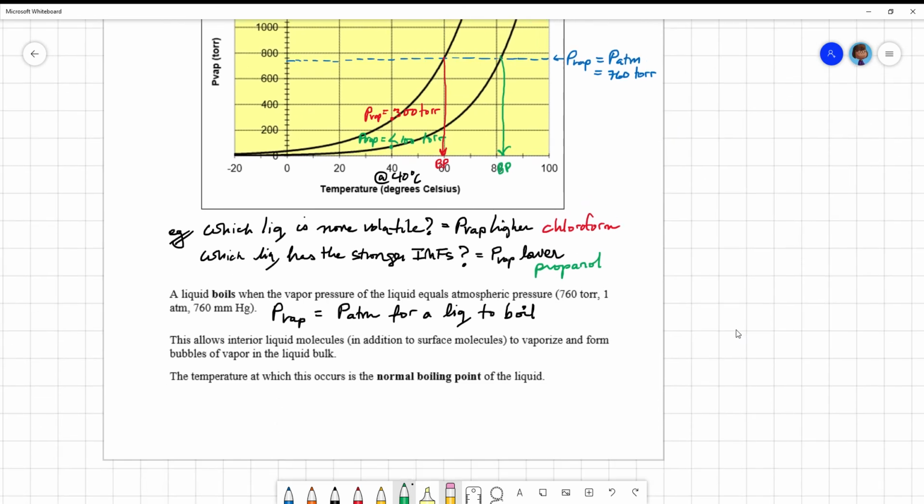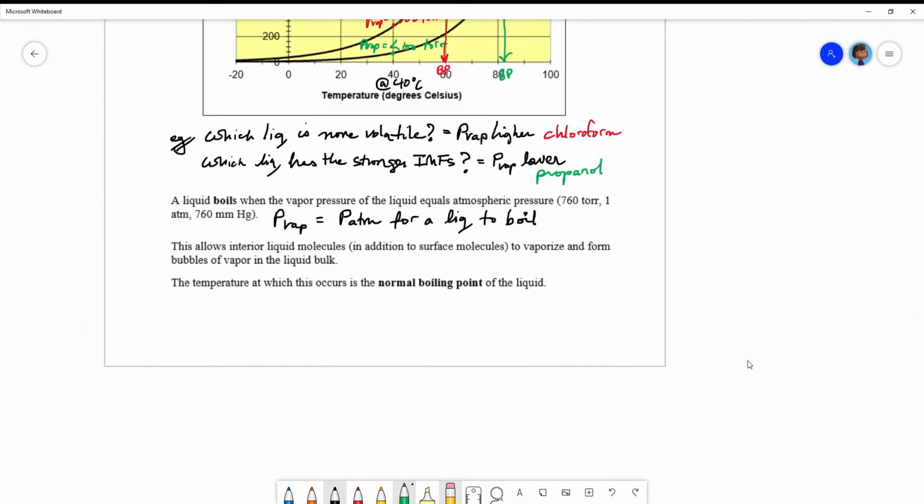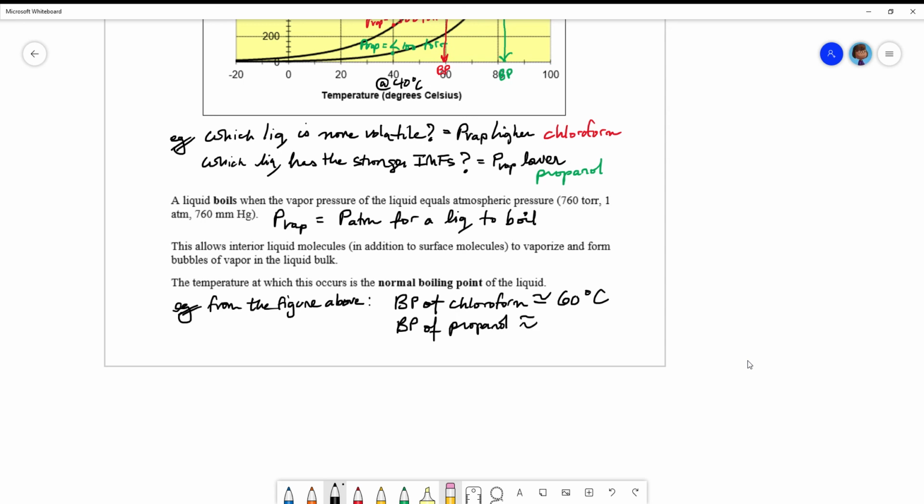And so I'm going to write that down over here, that for example, from the figure above, we could get that the boiling point of chloroform is approximately, obviously we're making an estimate, 60 degrees Celsius, while we're going to estimate the boiling point of the propanol liquid to be approximately, I'm going to go with 82 degrees Celsius.